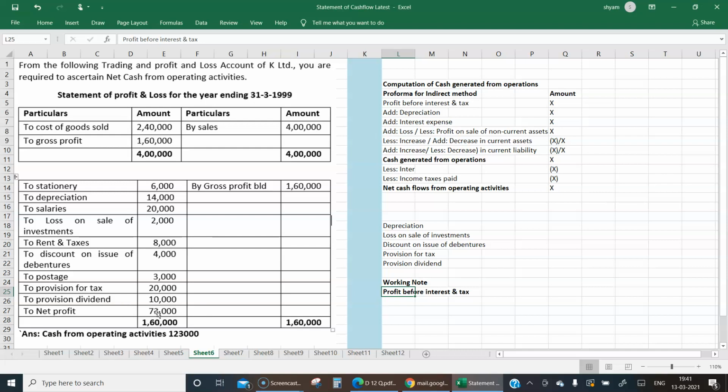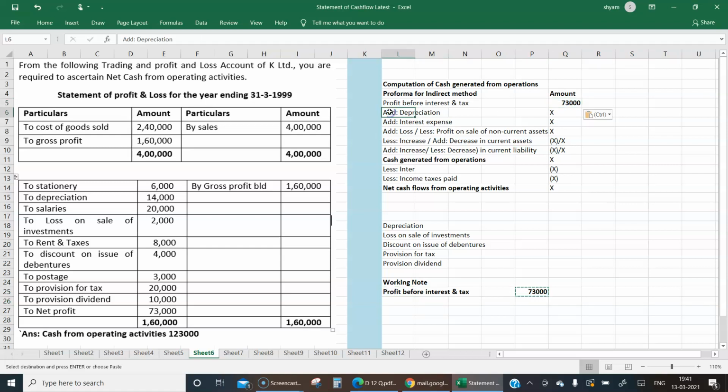Is there any interest here? No, there's no interest. Is there any tax here? Tax is also not there. So this number is going to be 73,000. There's no adjustment to this number; it is just 73,000, the first number here. If there's any tax or anything, you have to just add it back. As it's not there, we can just start.